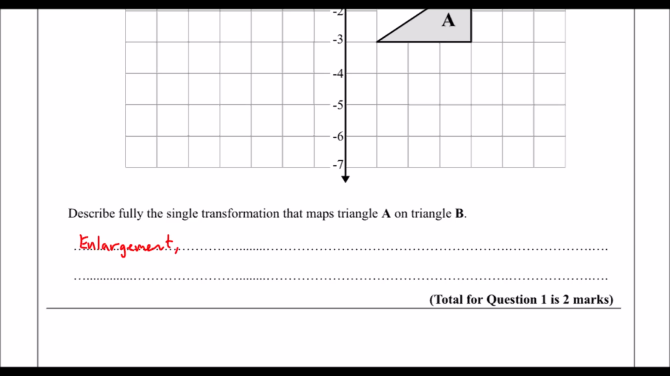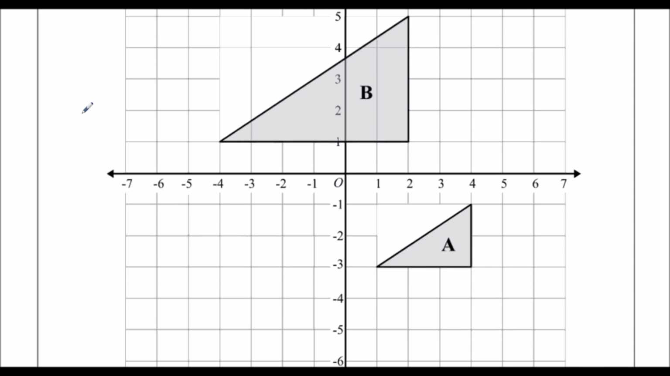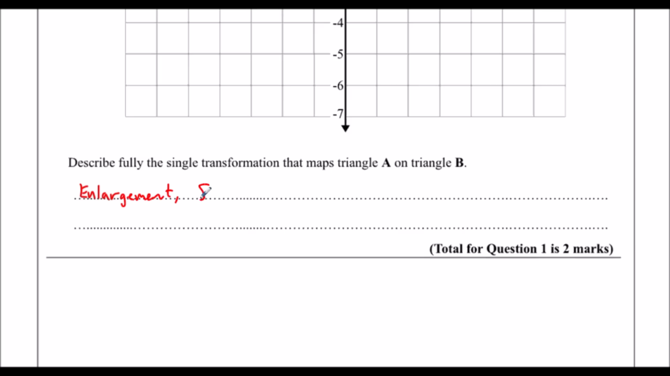We need to know the scale factor and the center of enlargement. So shape A was two up, shape B is four up. It's doubled. It was three across, it's now six across. So that's a scale factor of two. And the center.